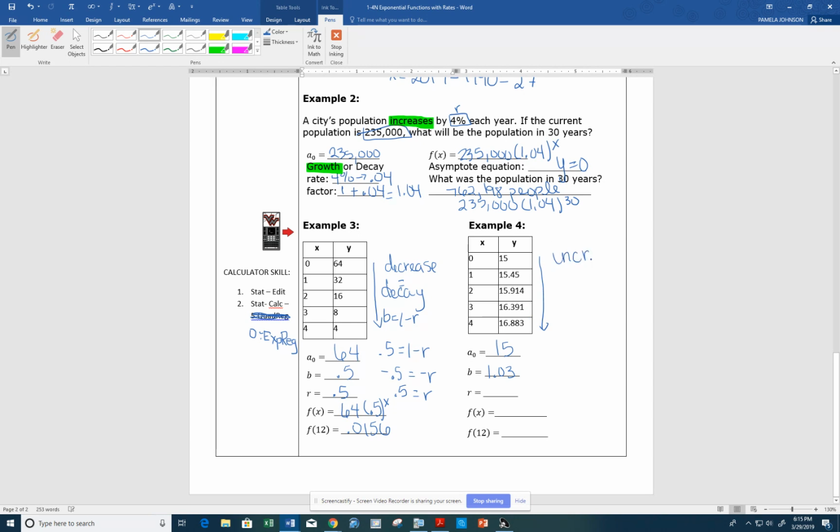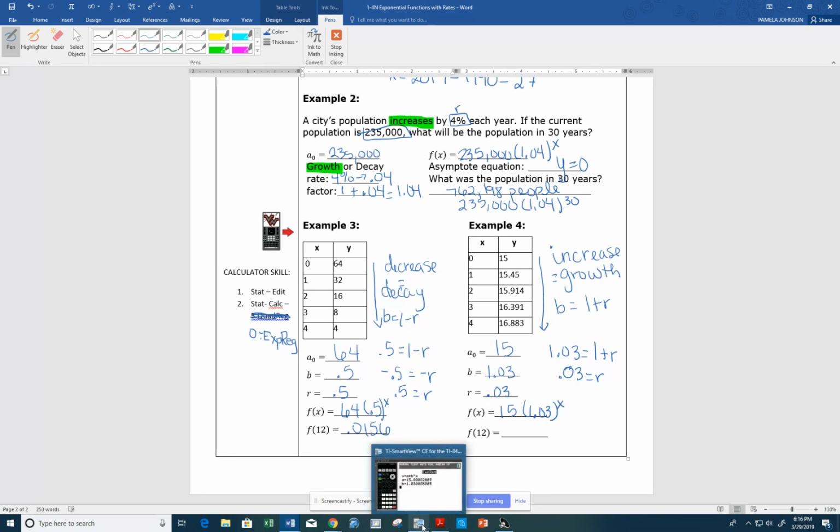This is an increase, which means it is a growth. So to get B, we had to do 1 plus our rate. We're given B, so we're going to do 1.03 equals 1 plus whatever the rate is. So to find our rate, we're going to subtract 1, and we'll get 0.03 equals R. So our rate is 0.03. Okay? Our function is 15 times 1.03 to the x power.